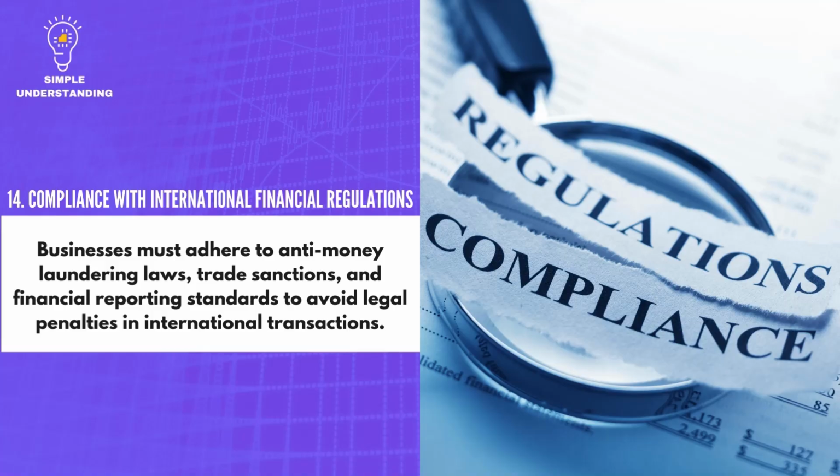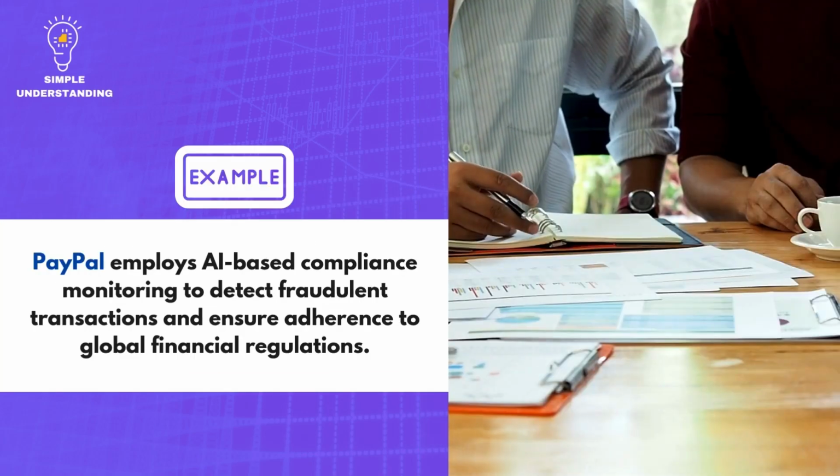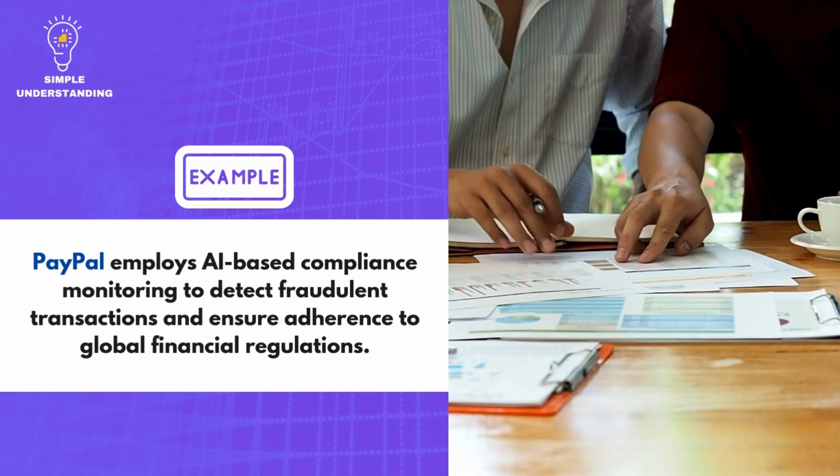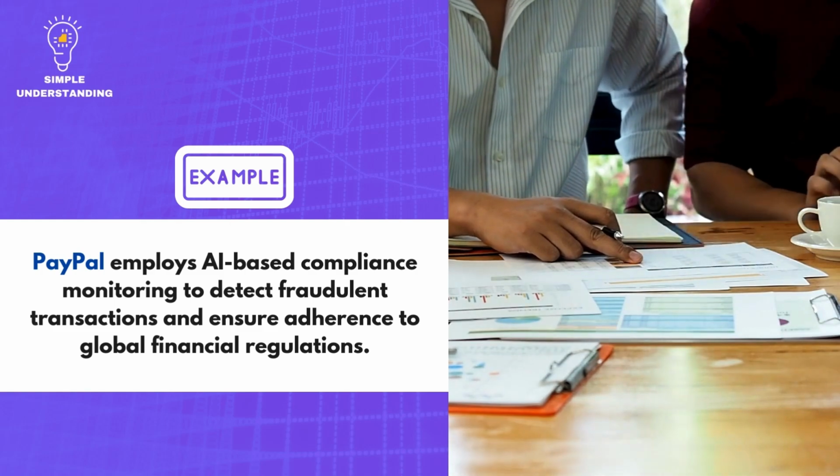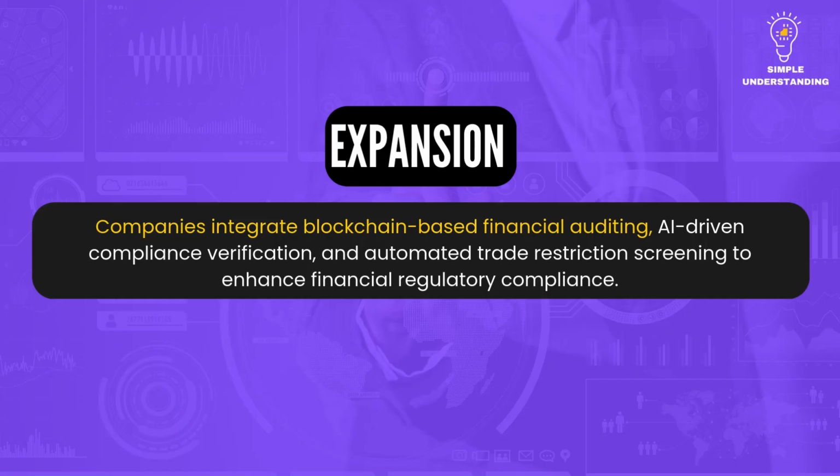14. Compliance with international financial regulations. Explanation. Businesses must adhere to anti-money laundering laws, trade sanctions, and financial reporting standards to avoid legal penalties in international transactions. Real company example. PayPal employs AI-based compliance monitoring to detect fraudulent transactions and ensure adherence to global financial regulations. Expansion. Companies integrate blockchain-based financial auditing, AI-driven compliance verification, and automated trade restriction screening to enhance financial regulatory compliance.